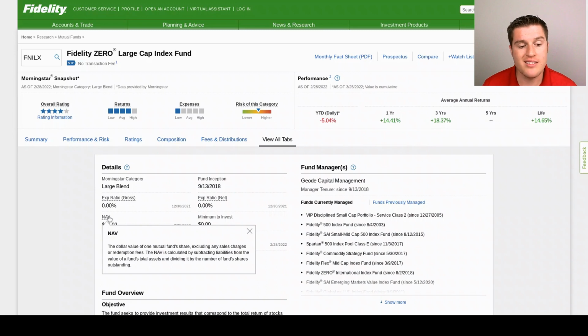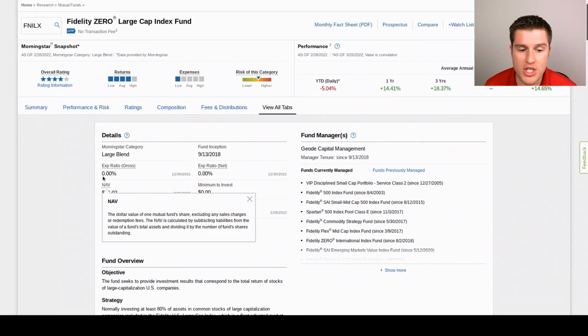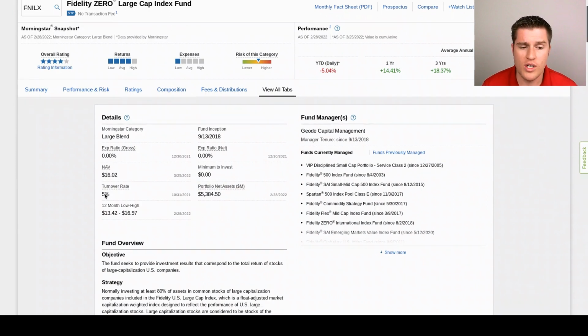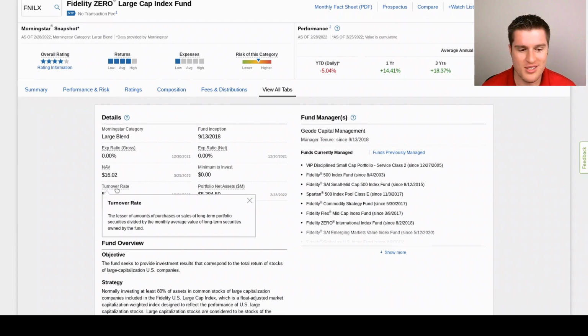If you see these dashed lines, click on it, it'll give you the information. It is the dollar value of one mutual fund's share. And so if you want to buy it right now, it's $16.02. It talks about the turnover ratio, which again, if you want to know what turnover ratios are, it's a great tool because it just hits it right there. You don't need to have multiple tabs to figure out what this actually means.